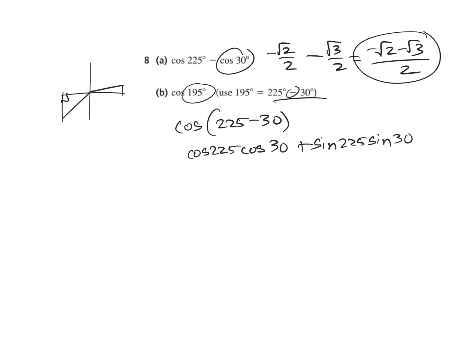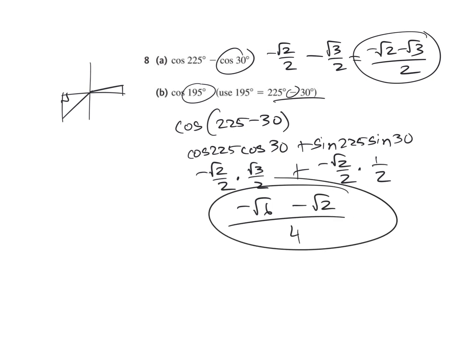Okay, so what do we have here? Cosine of 225 is negative square root of 2 over 2. Cosine of 30 degrees is square root of 3 over 2. Okay, the sine of 225 is negative square root of 2 over 2. Sine of 30 degrees is 1/2. So negative square root of 6 minus the square root of 2 all over 4. That's your answer.